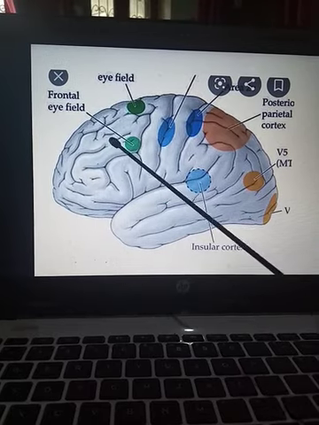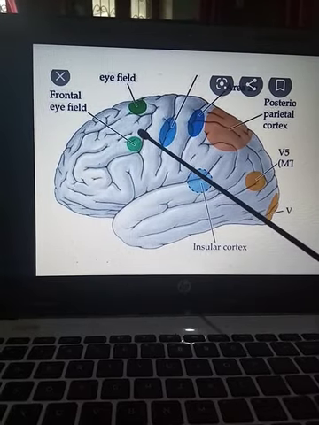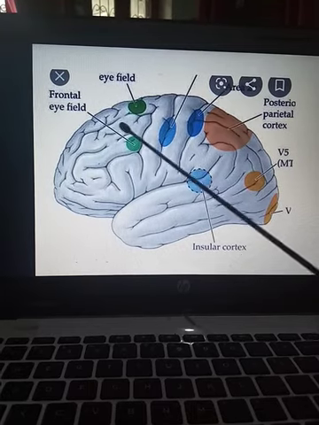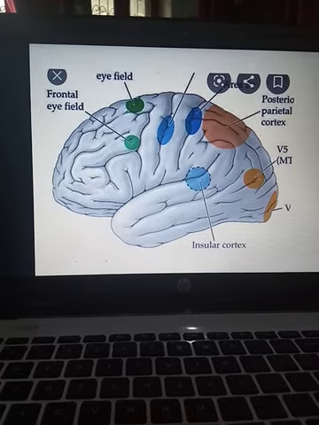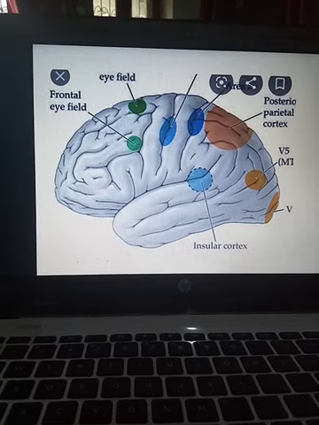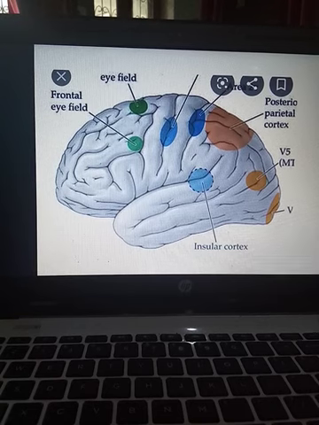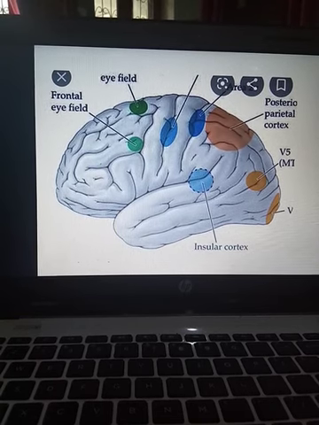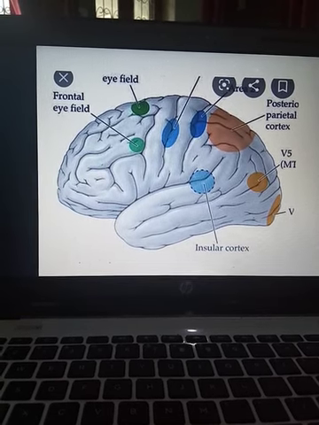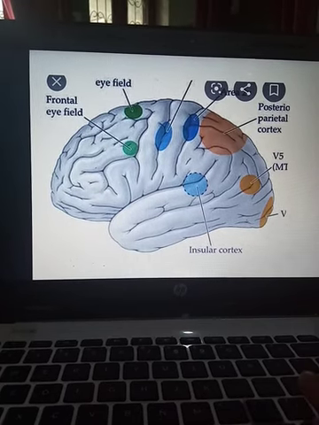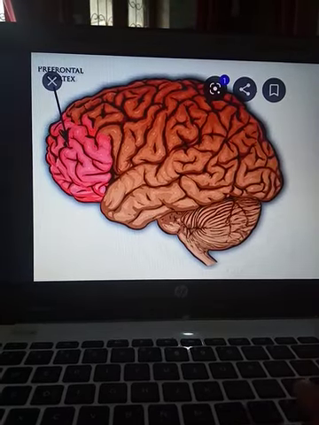So your frontal eye field occupies the posterior part of the middle frontal gyrus. It is concerned with the conjugate eye movements, that is the movement of the eyes in the same direction. So this was all about motor areas of the cerebrum.